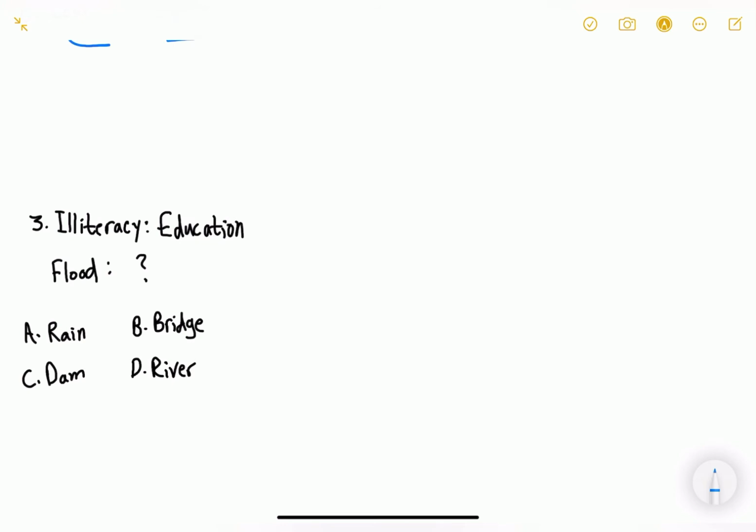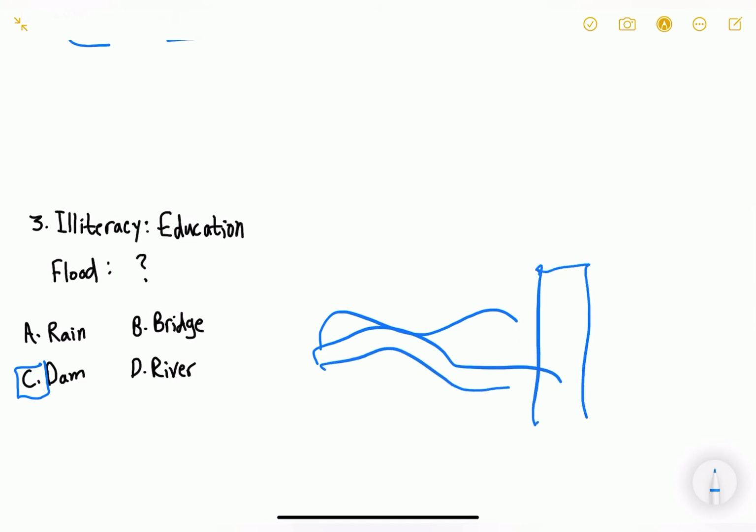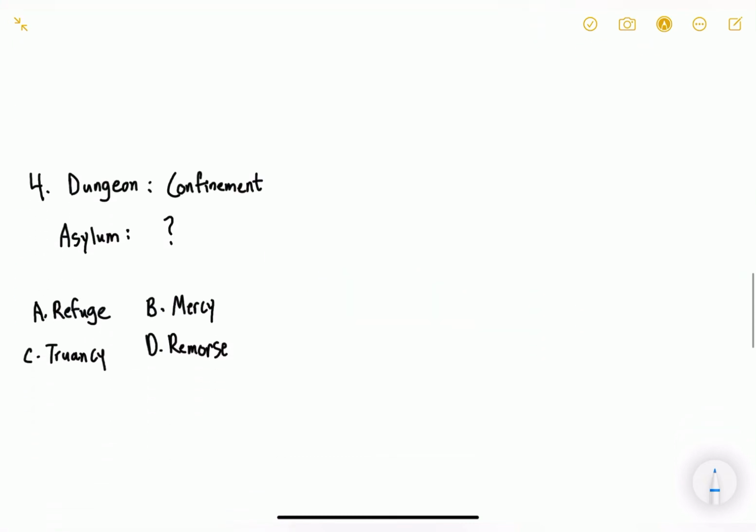What blocks a flood? A dam blocks a flood. Why? Because we know that a flood is like flowing water like this, and then we have a dam that's like this. It's blocking it. It has little holes where water occasionally comes through. But yeah, that's how a dam looks, and that's what it is, because it blocks the flood. And education blocks illiteracy. Okay, now let's move on to question number 4.